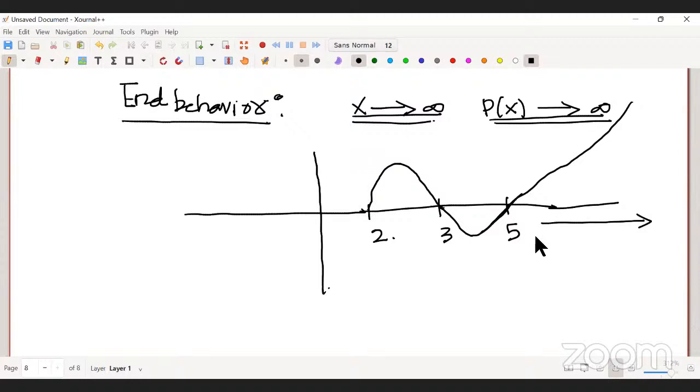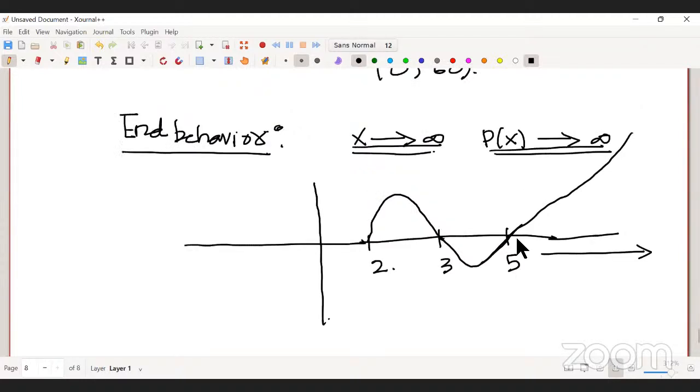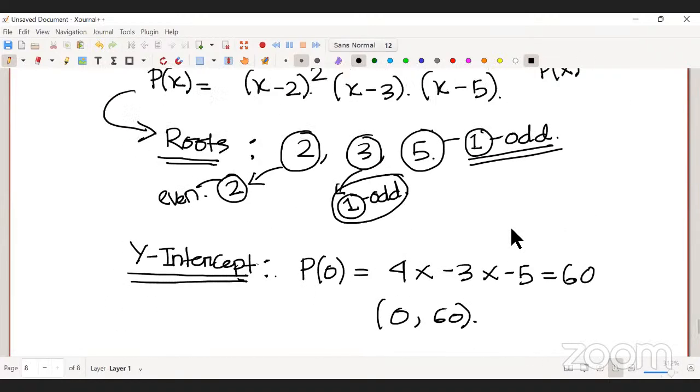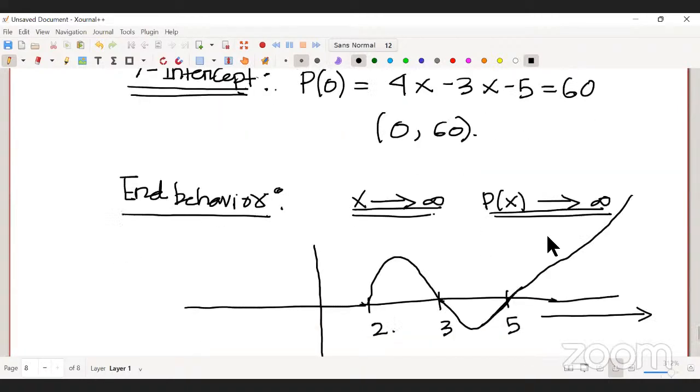And the same thing applies here. I don't know what will happen at 2. For that, I have to go back and check the multiplicity of 2. What is the multiplicity of 2 here? It's even now. Since the multiplicity of 2 is not odd, it will bounce back. It will come like this and again bounce back like this.